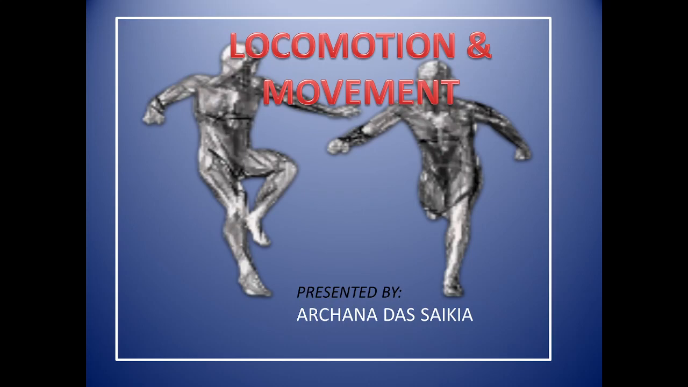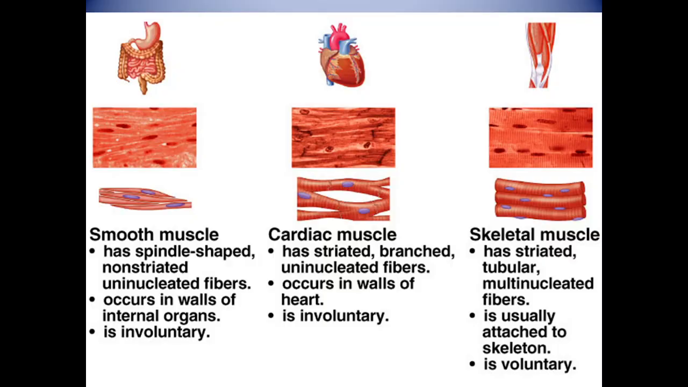Locomotion and movement will be our next lecture, where today we will mainly stress on muscles and their movement, how the movement of muscles actually occurs. Now, before going into any details, we have to know about the types of muscles that are present in the human body. These are of three types: smooth muscles, cardiac muscles, and skeletal muscles.